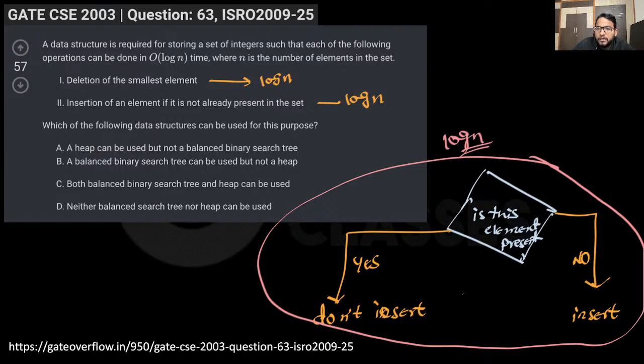No, right? See, you can delete the smallest element from the heap in log n. That is fine, but you cannot insert an element. I mean, you cannot basically have this check, whether it is present or not, in log n time, because in the heap there is no system. Heap is not made to search the keys.